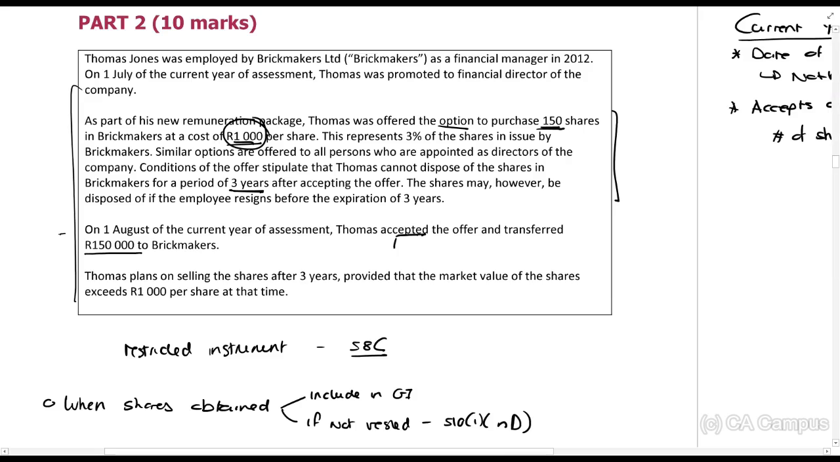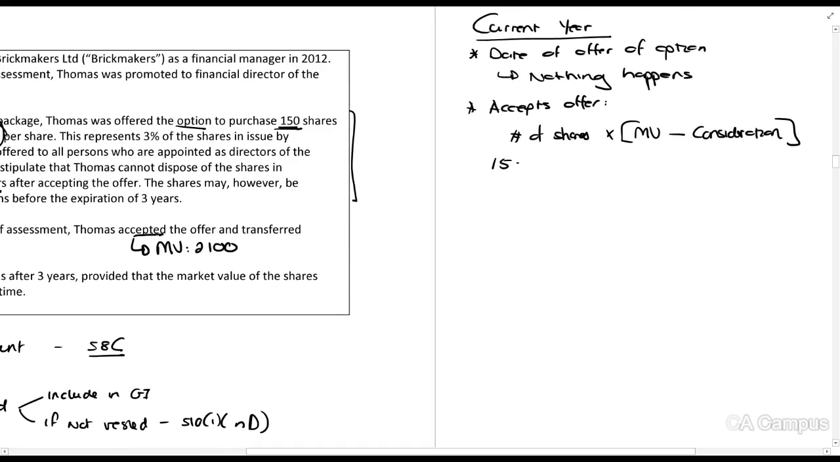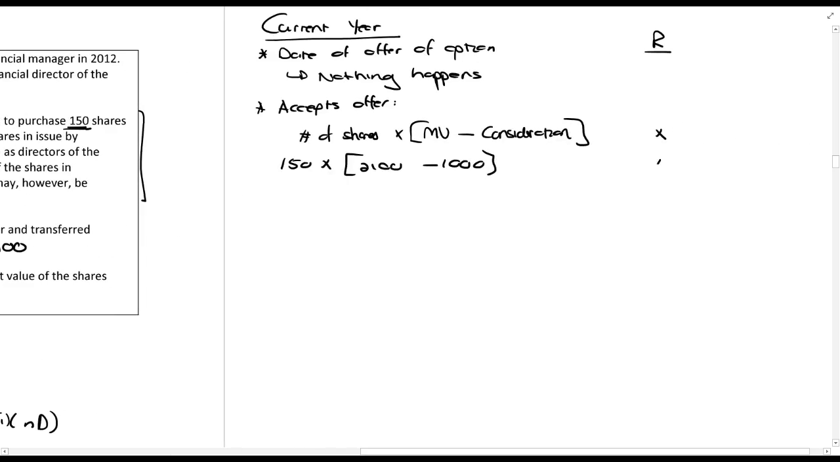Okay, so I'm just giving you an example now. Let's say at this date when he got it, the market value of the shares was 2,100 rands a share. So you would then say 150 shares times 2,100 minus 1,000 rands. Right, that's what I'm trying to say. And that would be included.